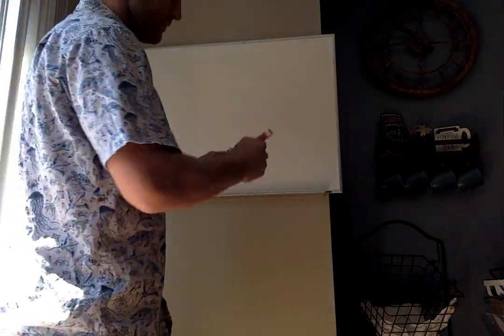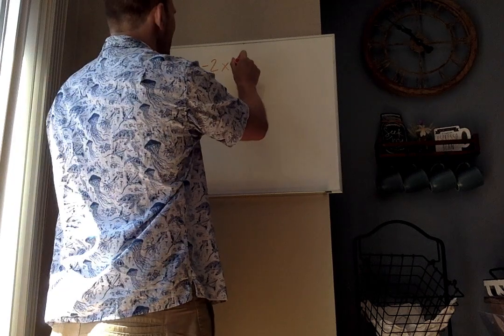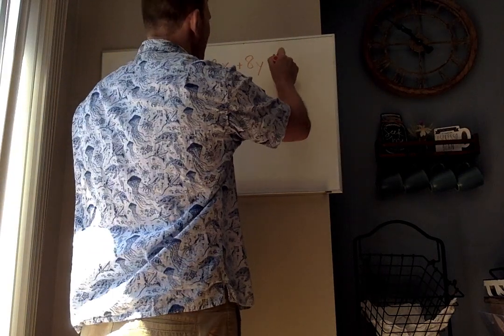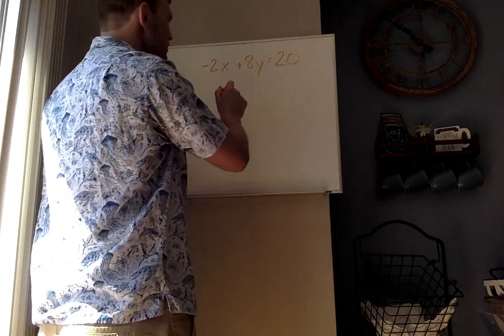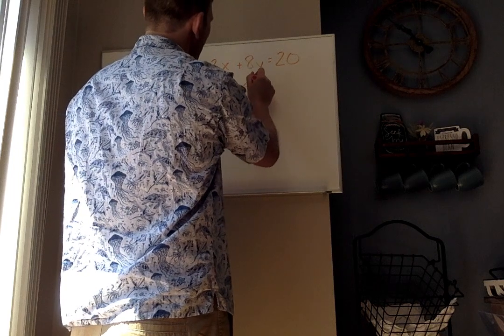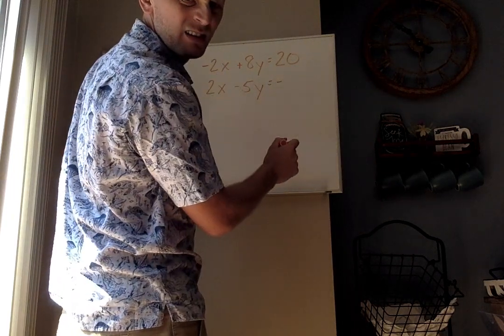For the next one, I have negative 2x plus 8y equals 20, and 2x minus 5y equals negative 8.